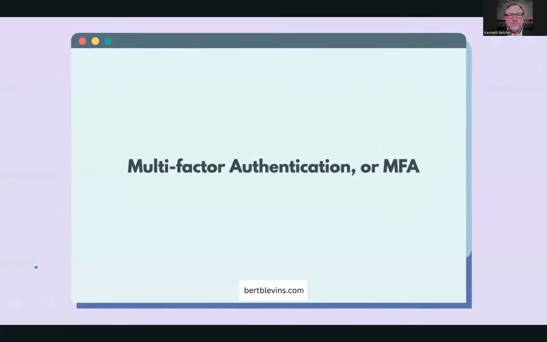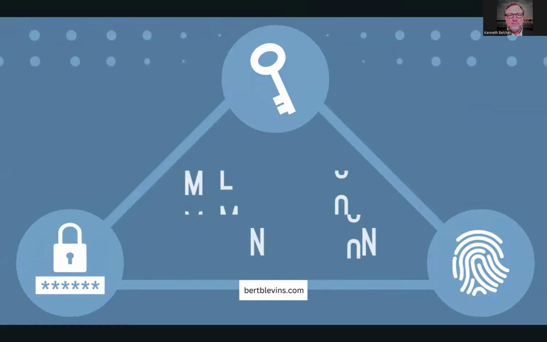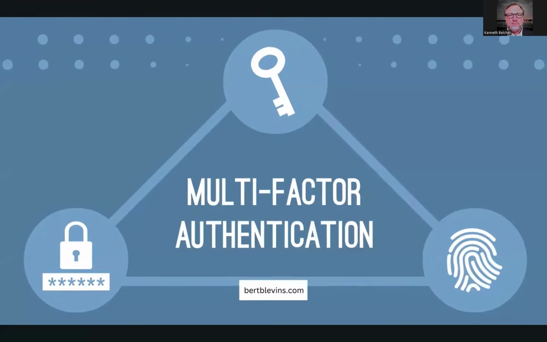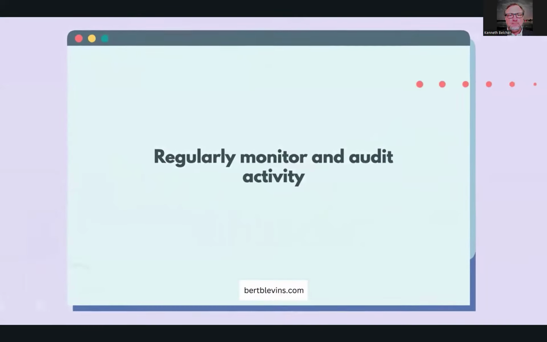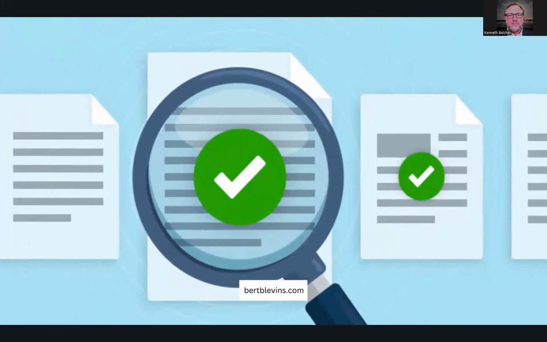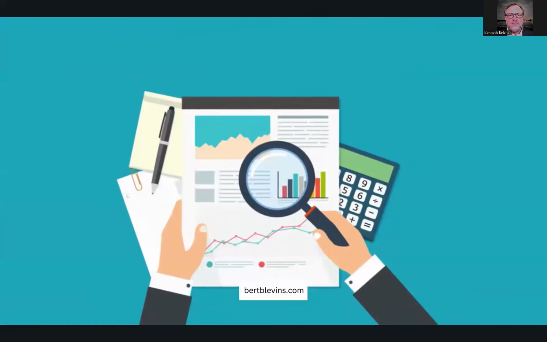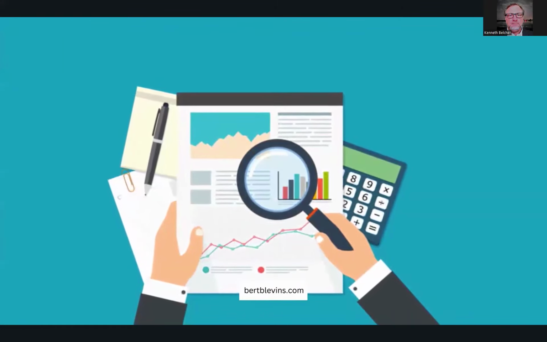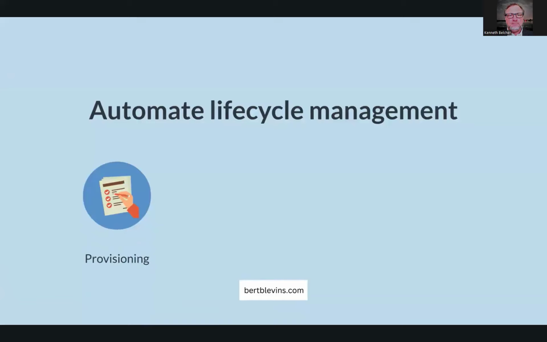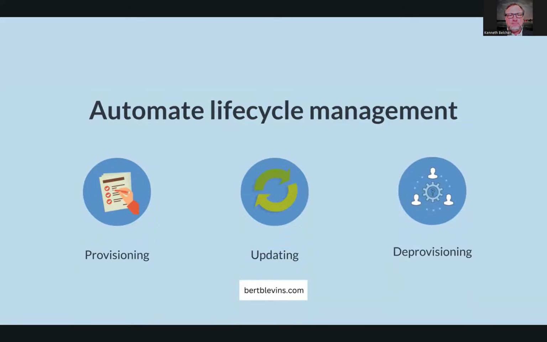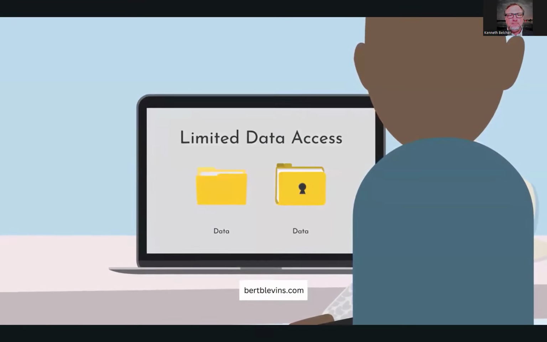Enable multi-factor authentication, or MFA. Adding an extra layer of security, MFA requires additional verification steps for account access, significantly reducing the risk of unauthorized access. Regularly monitor and audit activity. Use robust monitoring tools to track service account usage and detect suspicious behavior. Conduct regular audits to identify potential security incidents or policy violations. Automate lifecycle management. Implement automated processes for provisioning, updating, and deprovisioning service accounts. Ensure timely removal of inactive or obsolete accounts to reduce the attack surface.